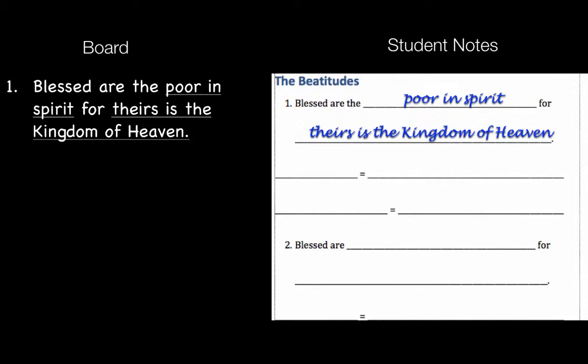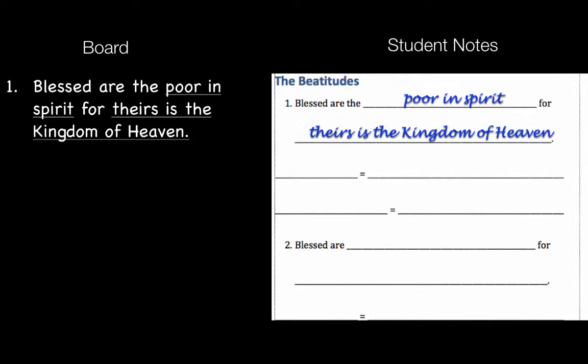Then you start explaining. You say, now what does it mean to be poor in spirit? We'll look up some Bible verses. Let's look at Psalm 51. Let's look at Isaiah 66. Let's look at some other passages, and maybe you have students read passages, but for the most part you're lecturing, you're explaining, and you come down to the conclusion.